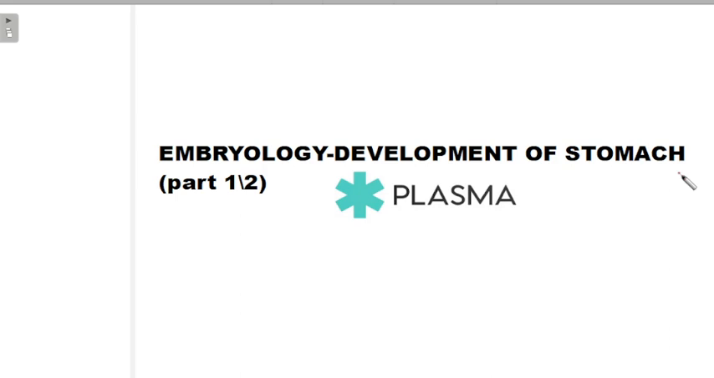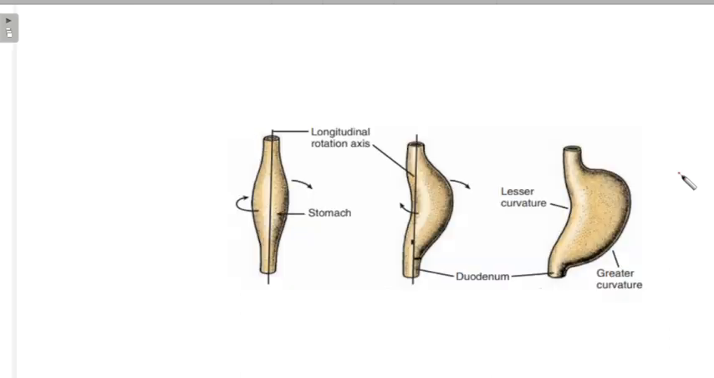Now rotation occurs in two parts: first is the longitudinal axis and the other one is the anterior posterior axis. In this image you can see the longitudinal axis, and in the longitudinal axis of rotation there is a 90-degree clockwise rotation of the stomach, wherein the left side of the stomach will face anteriorly and the right side will face posteriorly. Therefore, the left vagus nerve initially supplies the left side of the stomach, but after the rotation it will supply the anterior wall, and similarly after the rotation the right vagus nerve will supply the posterior wall.